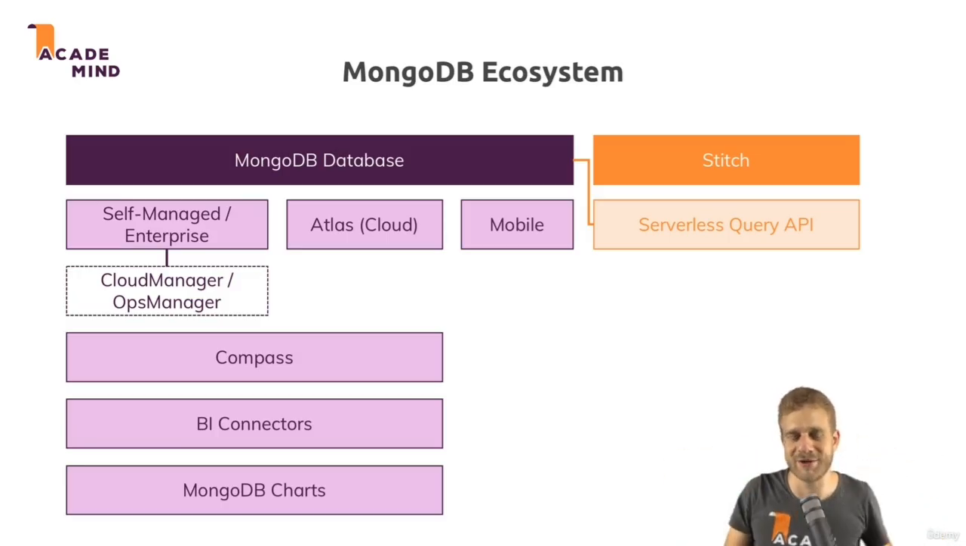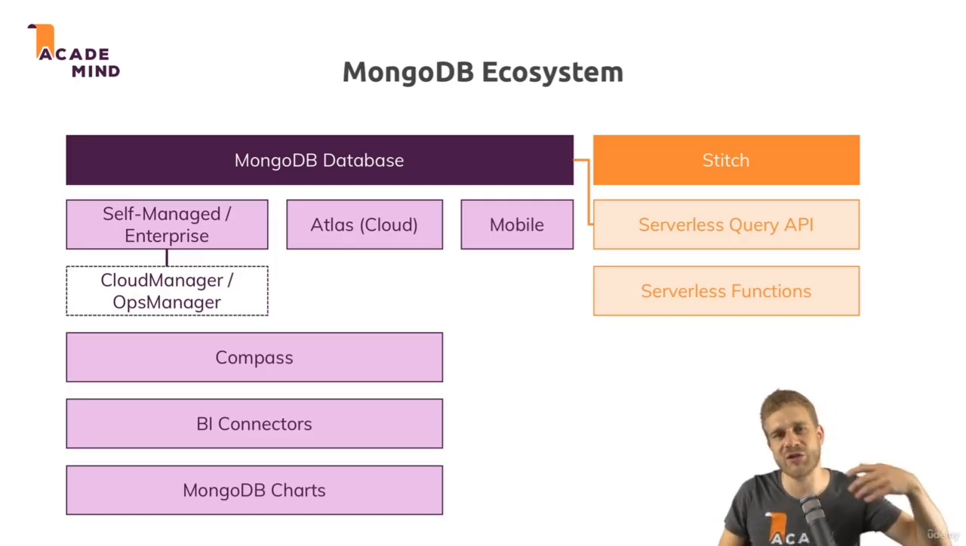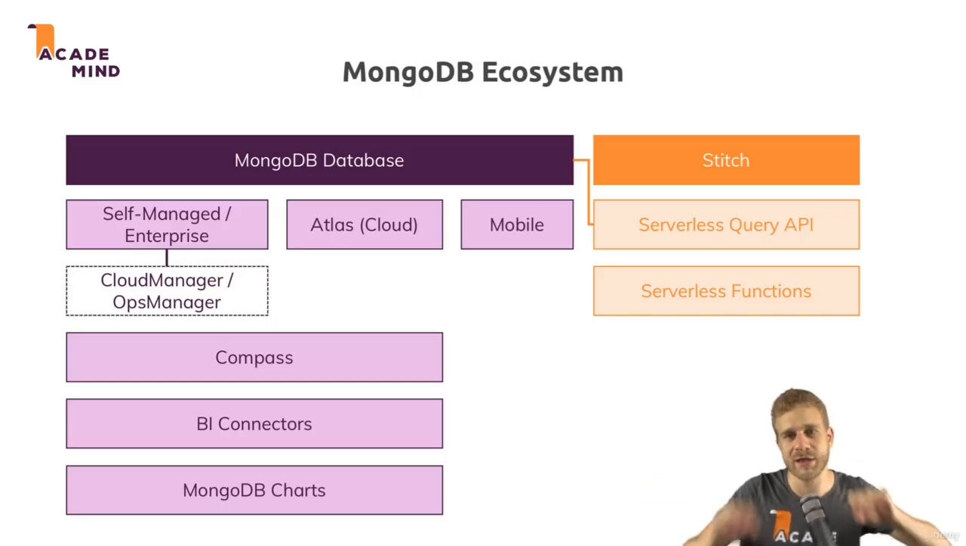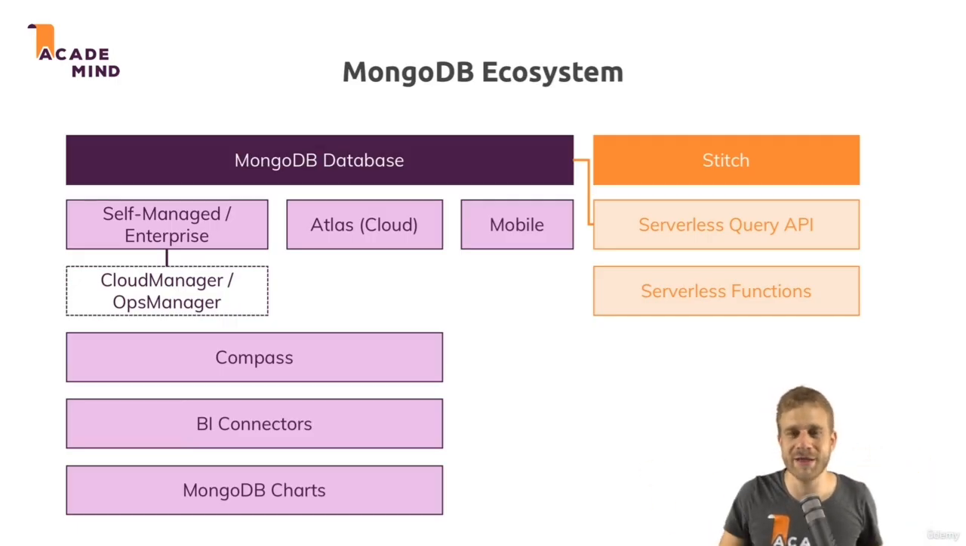But this will become clearer in the Stitch module, of course. You also have serverless functions, which allows you to execute code in the cloud on demand. So now this is totally unrelated to the database. You can execute any JavaScript code in the cloud there. And if you know something like AWS Lambda or Google Cloud Functions, this is your equivalent.